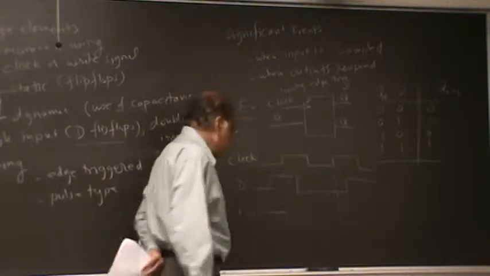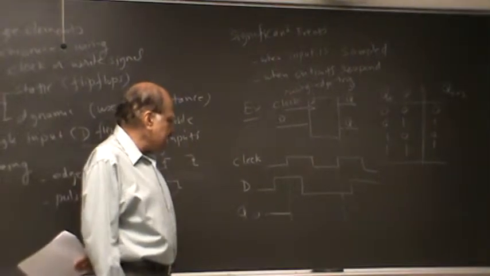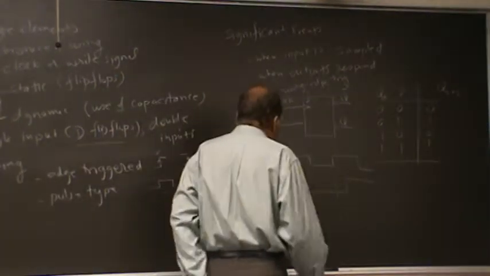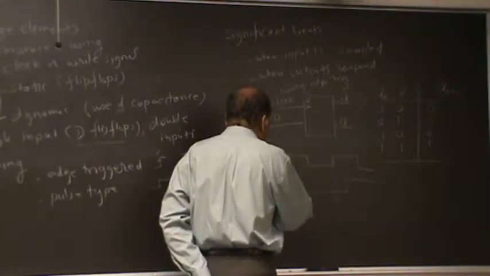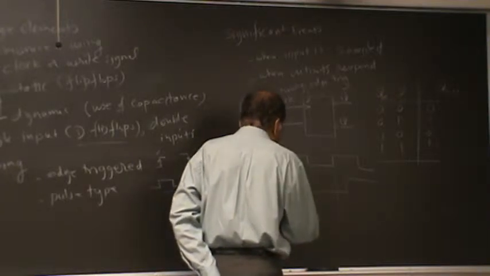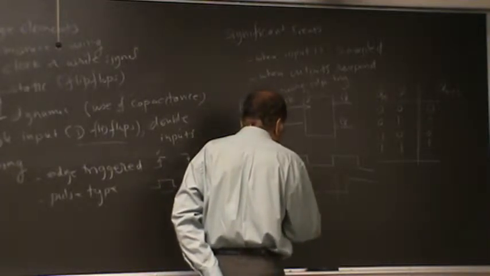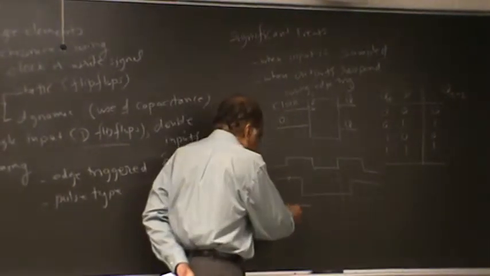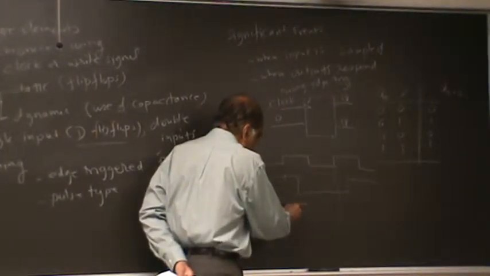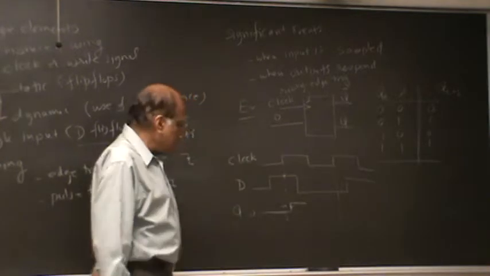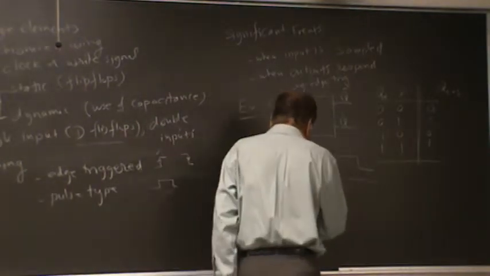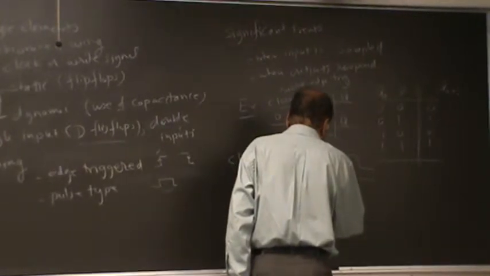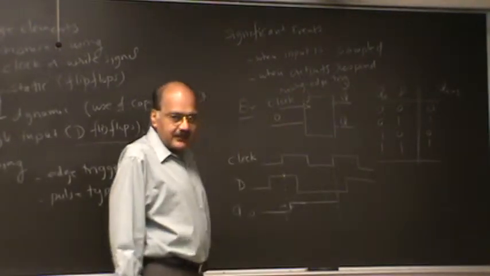There are not going to be any changes until a rising edge is encountered. So here is a rising edge. And at the rising edge, since it samples a 1, it will respond with the output 1. And here is a propagation delay. So this here is your propagation delay. And then the output is not going to change any time until the next rising edge.